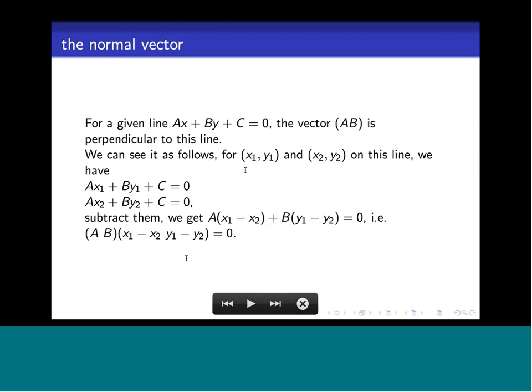Oh, okay. Yeah, just two points on the line, right? Mm-hmm. So AB is the direction which is perpendicular to the line. That's why we call AB a normal vector, A and B forming the vector. Mm-hmm.